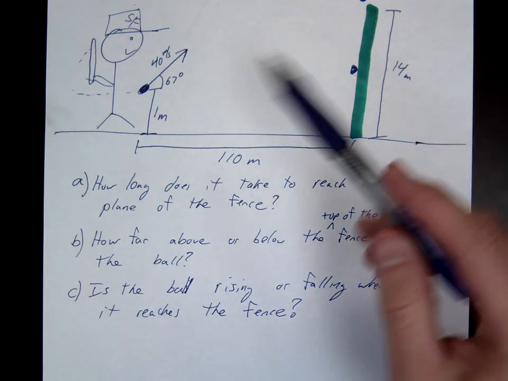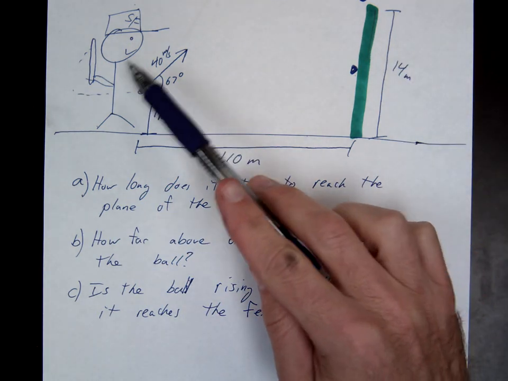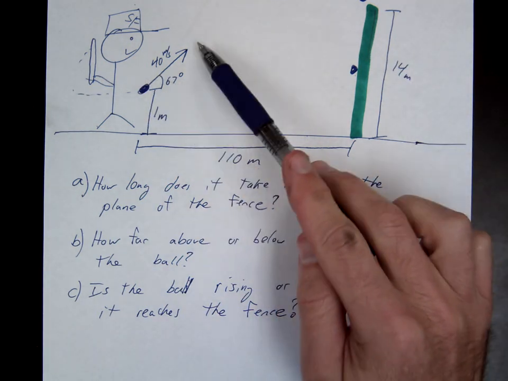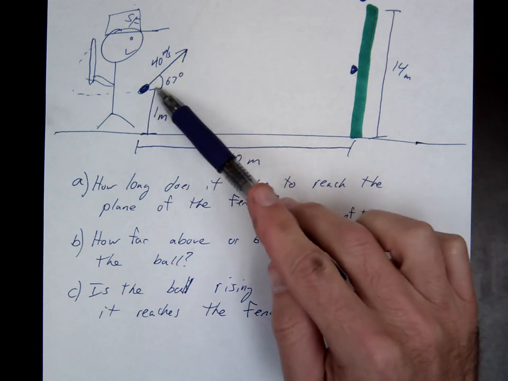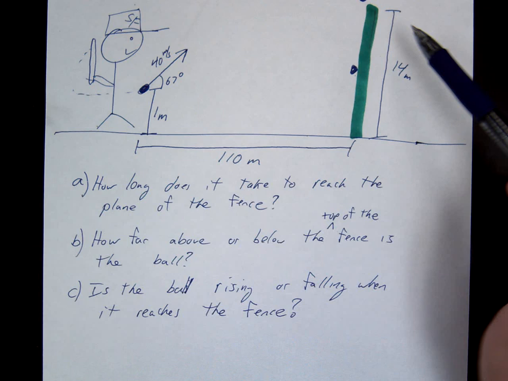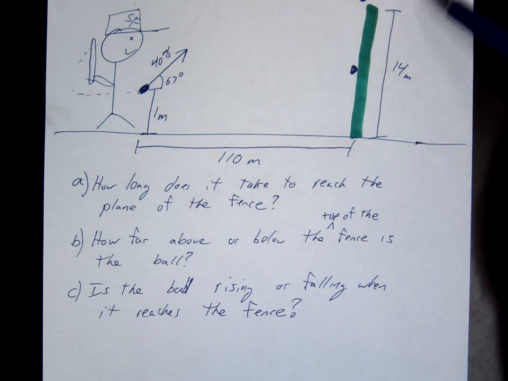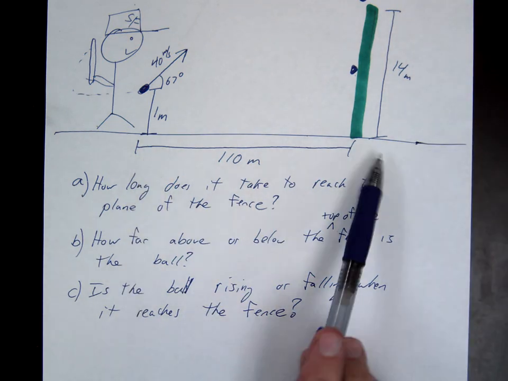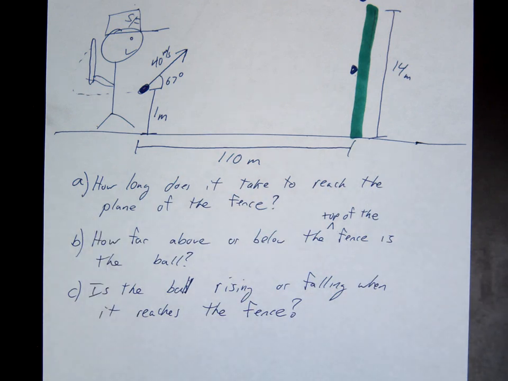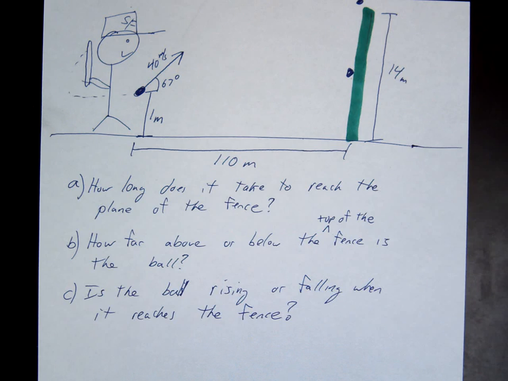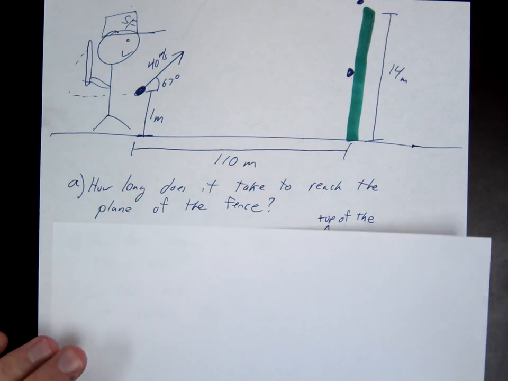So again, here's the problem. Buster Posey's going to hit the ball 40 meters per second, 67 degrees. It's 1 meter above the ground when he hits it. He's hitting it towards the fence. 14 meters is the height of the fence, 110 meters away. So question A is, how long does it take to reach the plane of the fence? So let's go ahead and tackle that problem.